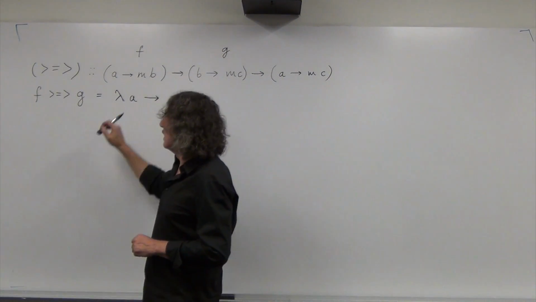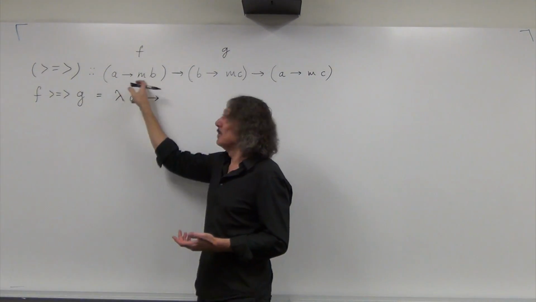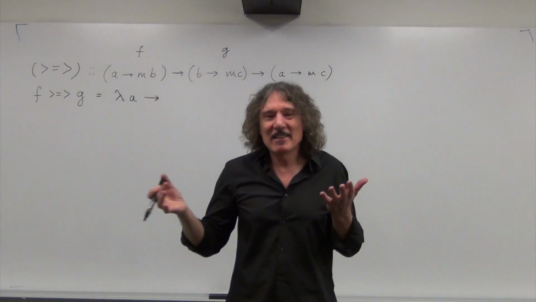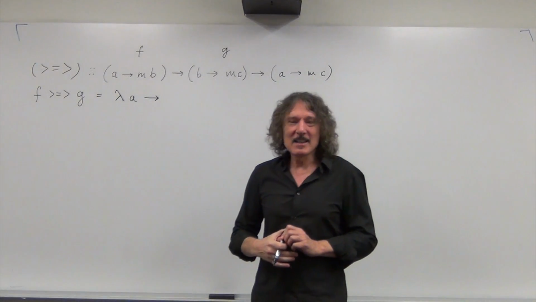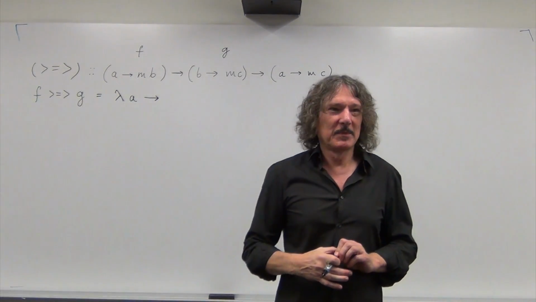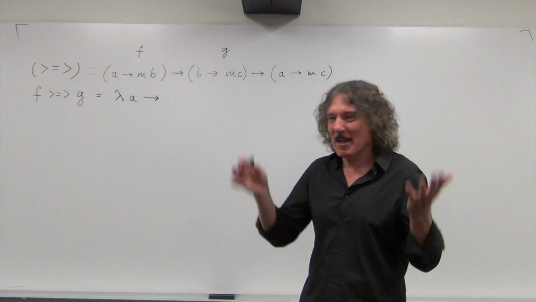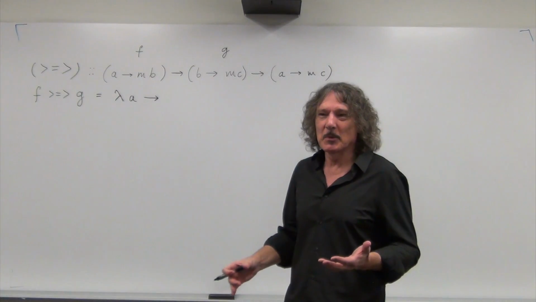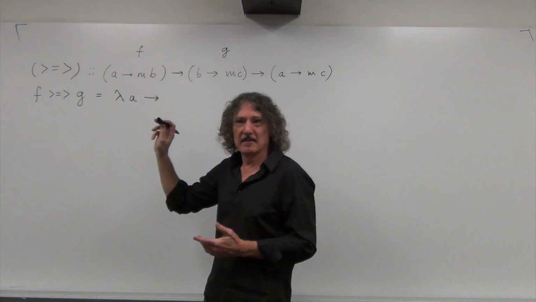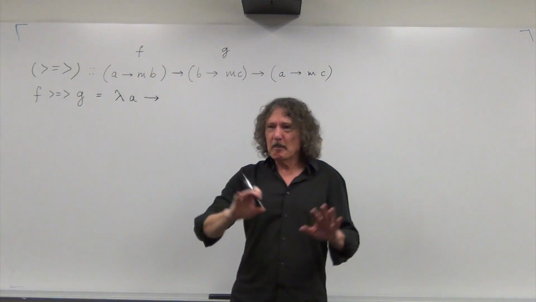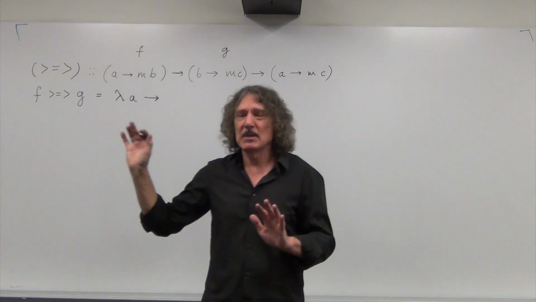Now, once we have A and we have F, right? F is from A to MB. But there's really nothing else that we can do but apply this function, right? No, actually, we have to. We have to apply this function. There's no other way. Remember, this is all polymorphic in A, B, and C, right? A, B, and C are completely arbitrary types. We have to be able to define the fish operator for any type A, B, C.